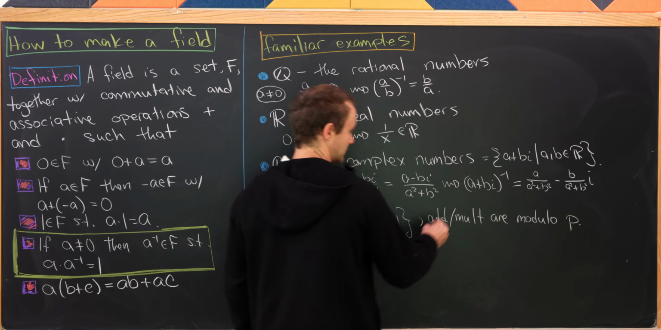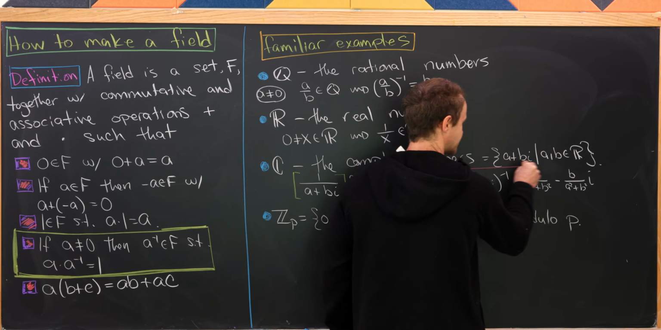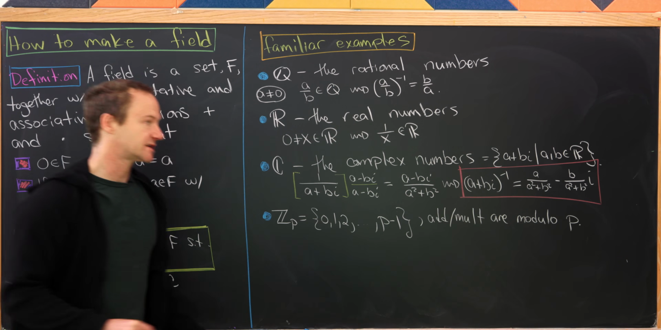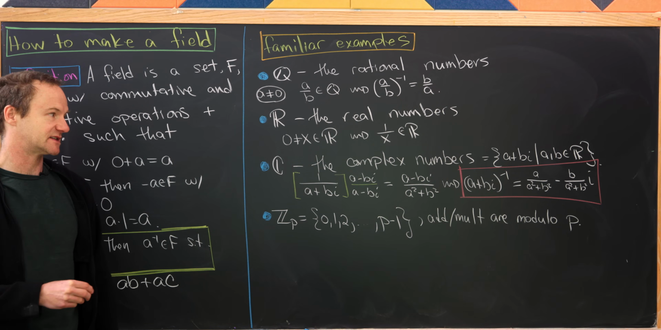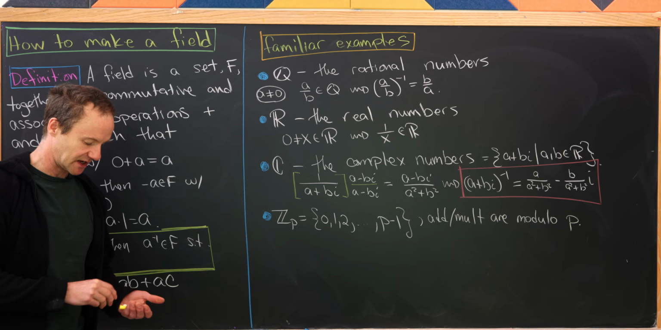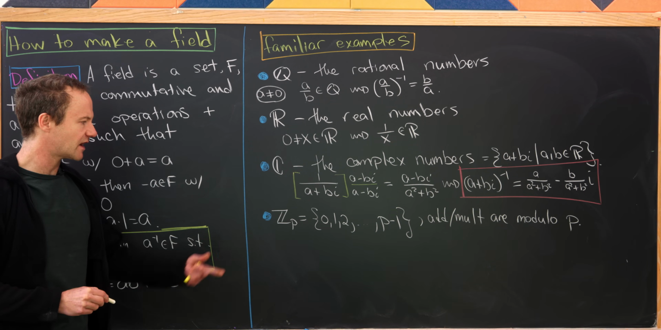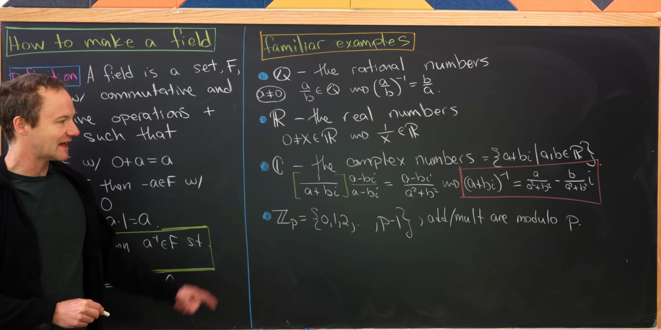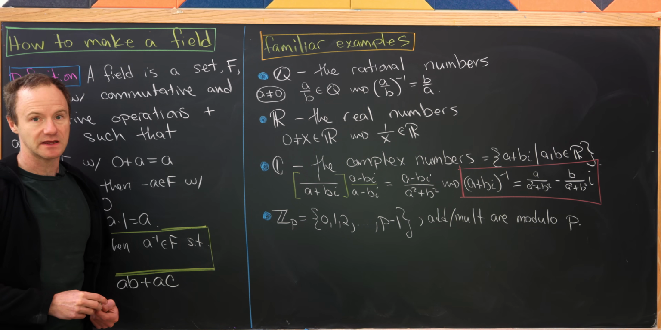And now we have that complex number inverse in the correct form. It's a real number plus, or minus in this case, but that's the same, a real number times i. And now we've got another example, which is an example of a finite field, and that's the integers modulo p.